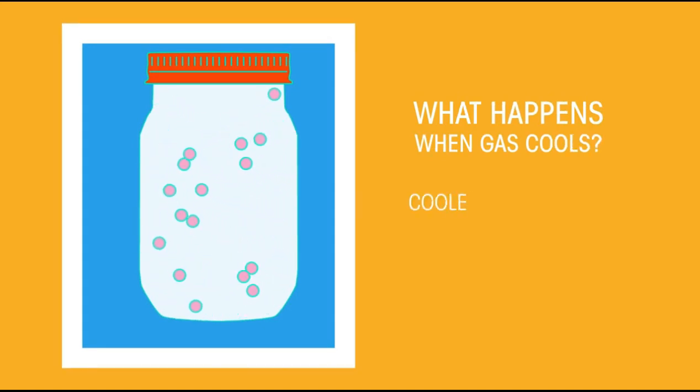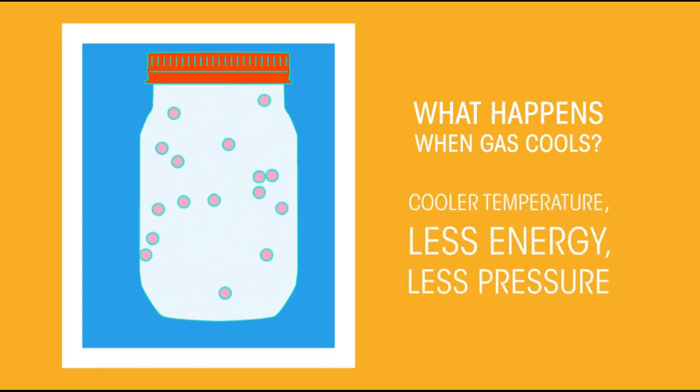This time, the particles have less energy, and so less pressure is being exerted on the container, which is why balloons shrink and become sad and saggy.